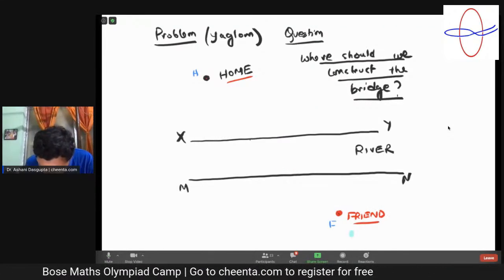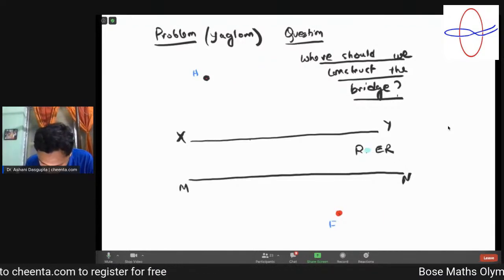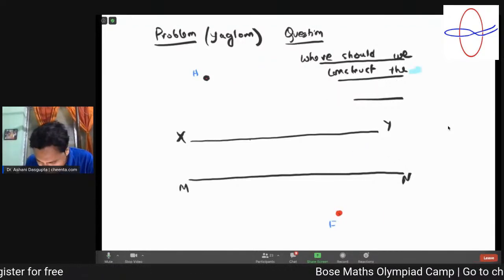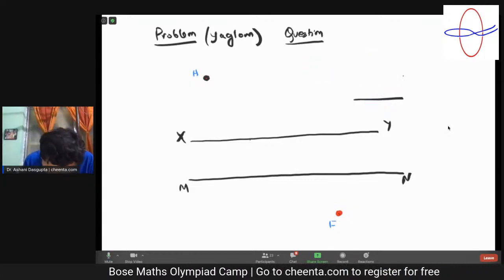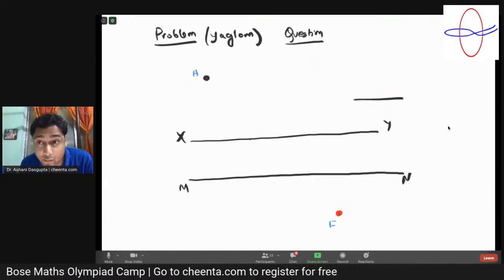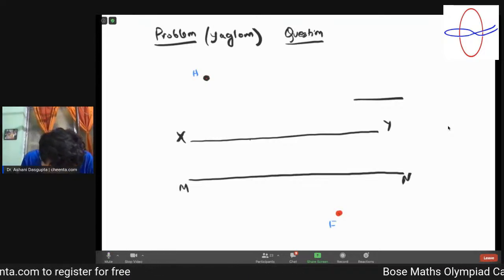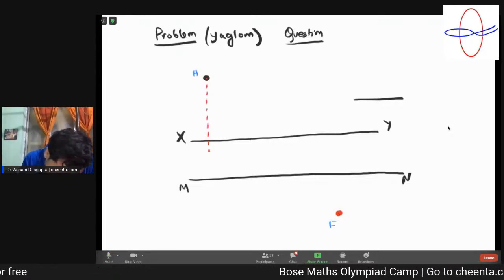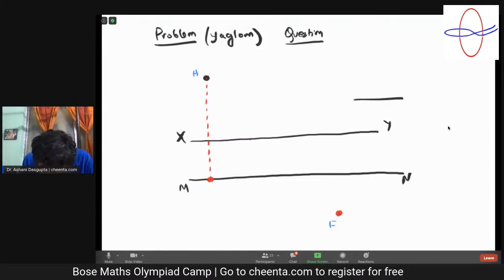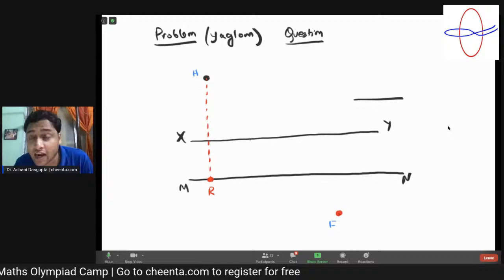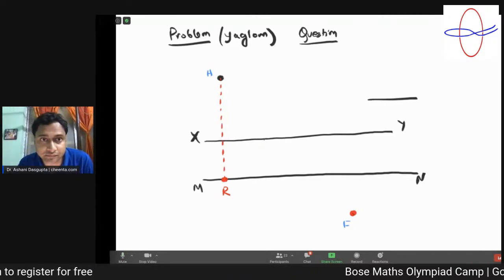One moment, let me clean this up a little bit. All right, so Aniruddha has an idea. So from H, where should I put a perpendicular? On MN. Let's do that. Suppose this point is R. Then what?